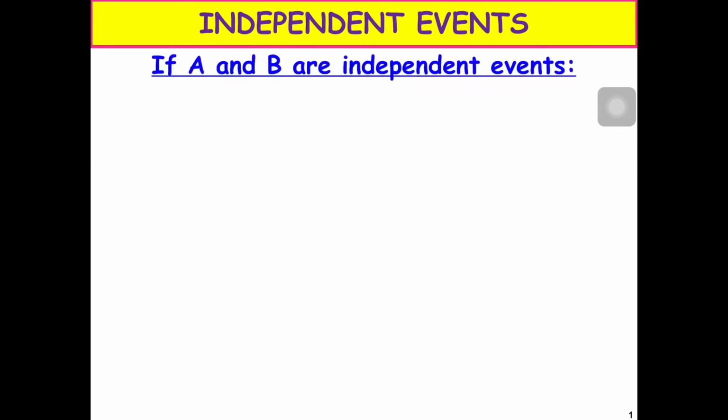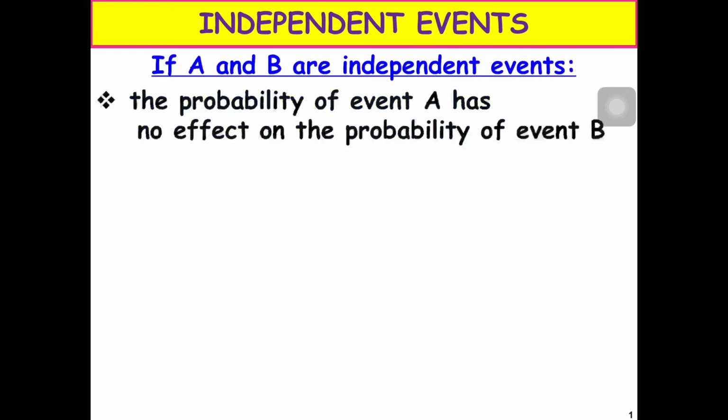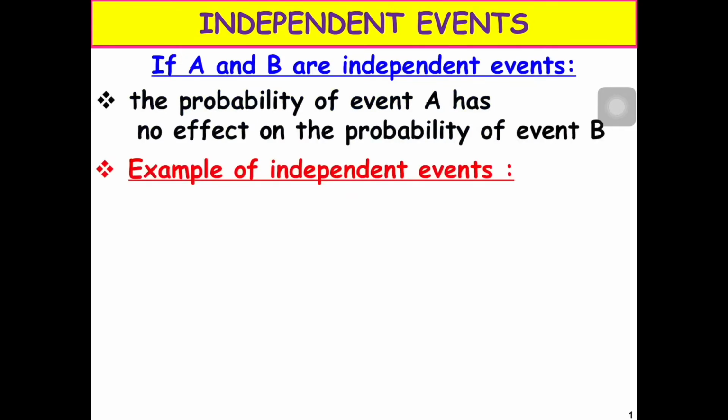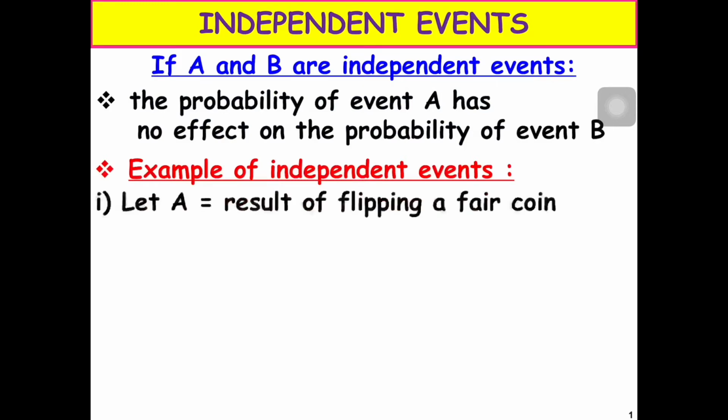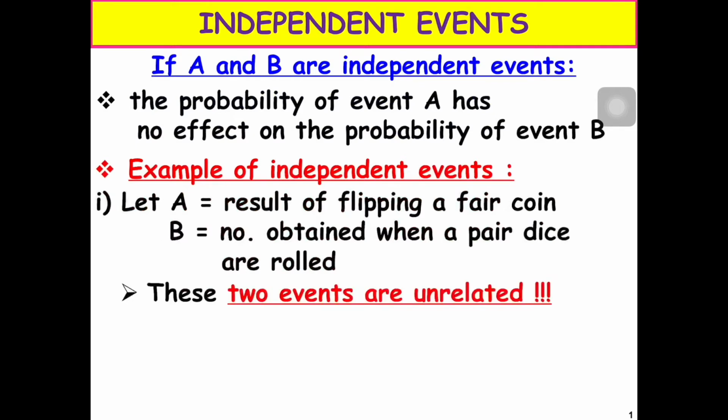Next, we continue with the next subtopic, that is independent events. So, if A and B are independent events, the probability of event A has no effect on the probability of event B. Example of independent events. Let A be the event of getting the result of flipping a fair coin, and B be the event of the number obtained when a pair of dice are rolled.